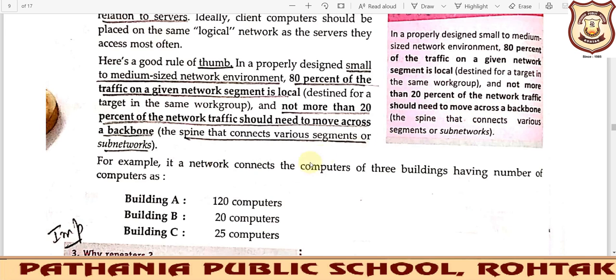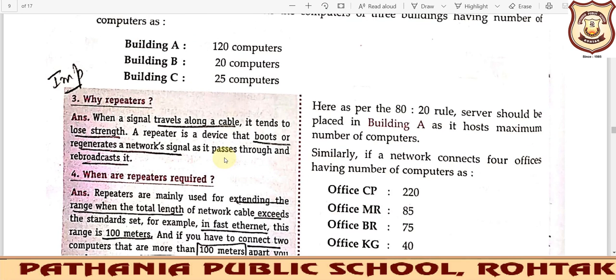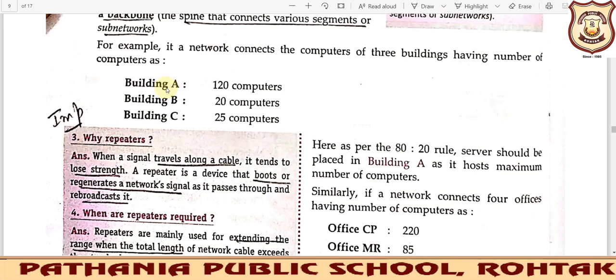If you have three buildings and you set up your server where the maximum computers are, you will get 80% of the traffic from that building only, and 20% from the other buildings. So where should you set up your server? In building A. Wherever you have more computers, the server should be set up at that location. If you do not do this, then you are unnecessarily increasing your expenses.